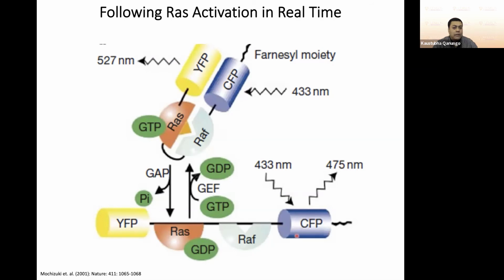When they are separate, if you activate the CFP with 433 nanometer, it will emit at 475. But in the activated form, when RAS and RAF bind together, where the GTP exchange by the GEF will happen, the bound form, which is the RAS GTP-bound form, is the active form. In the active form, it will bind to RAF. That's the important part. Once it's bound to RAF in the GTP-bound form, YFP and CFP will show FRET. So you excite with 433 and it will emit at 527.